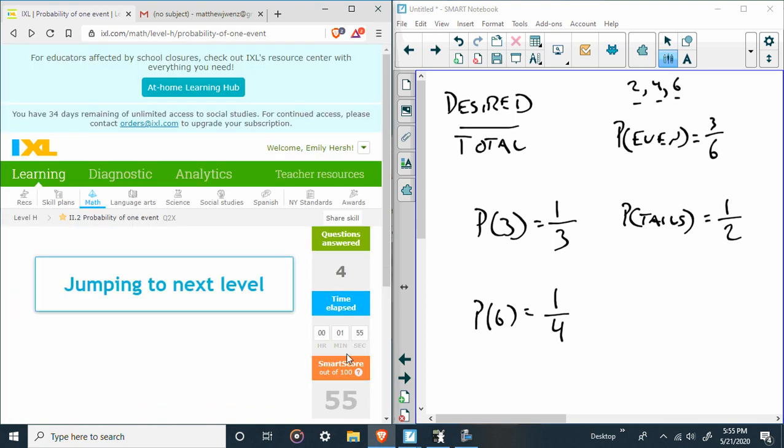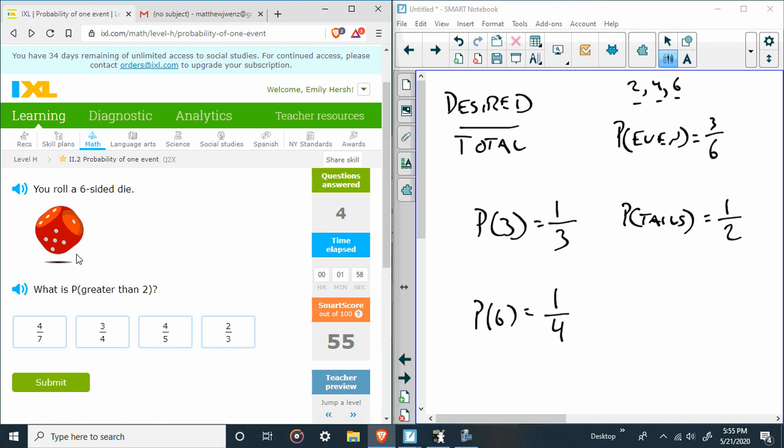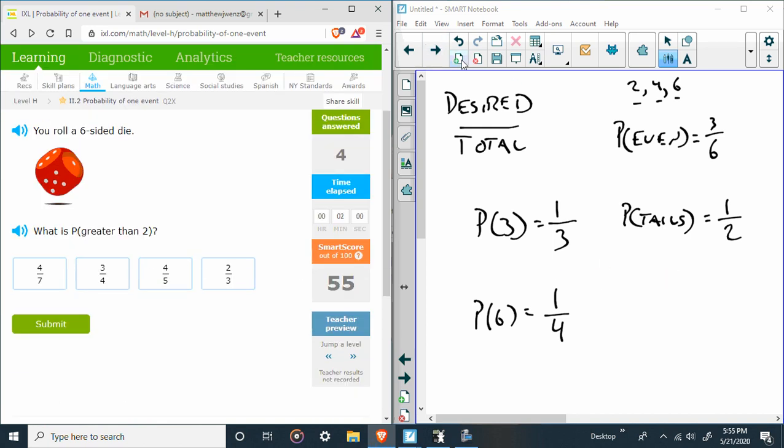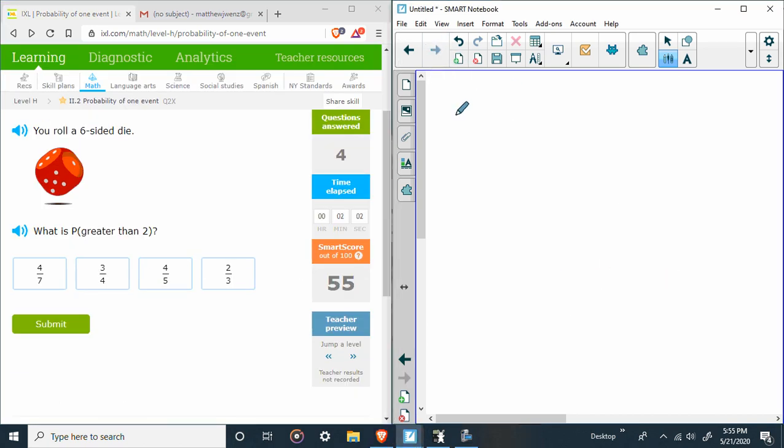Okay. I'll skip up a little bit. What's your probability of rolling a number greater than 2? Well, how many numbers on a die are greater than 2? Well, these are the numbers on a die: 1, 2, 3, 4, 5, and 6. How many are greater than 2? These 4 numbers right here. So we would say there are 4 desired outcomes over 6 total outcomes. If you notice, that is not one of your options here, so we need to reduce this fraction. 4 over 6 reduces to 2 over 3.